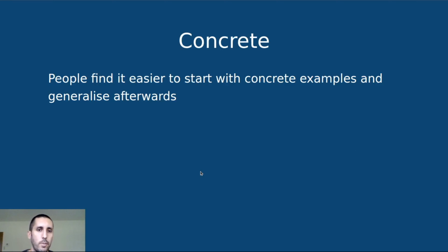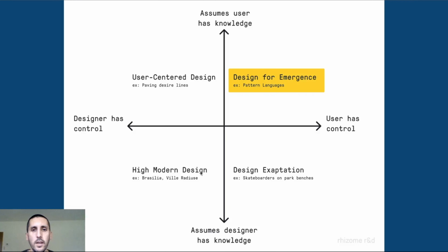And concrete. People find it easier to start with concrete examples and generalize afterwards. So another approach to design a UI for Tremor, one or more, or none, we will see later why none, is from this article on designing for emergence, and the link is at the end of the slides.